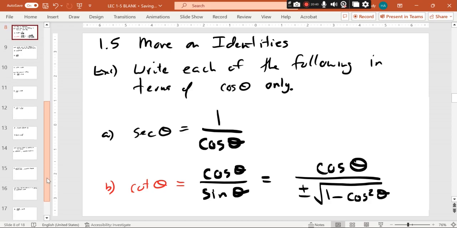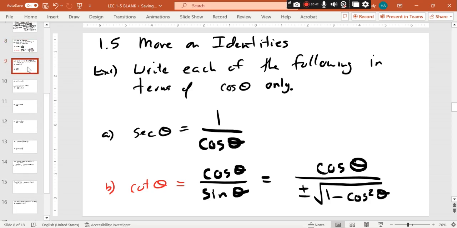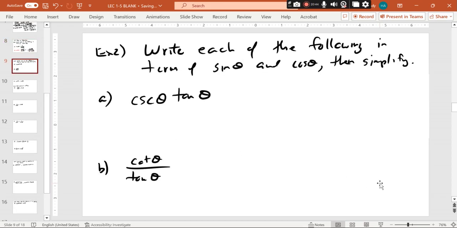All right, let's keep on going. Give you guys a little bit of time to write things down here. So exercise 2, a little bit different. Can you write each of the following in terms of sine and cosine? And then you're going to simplify it as much as you possibly can. Give you a little bit of time in order to write down the problem.